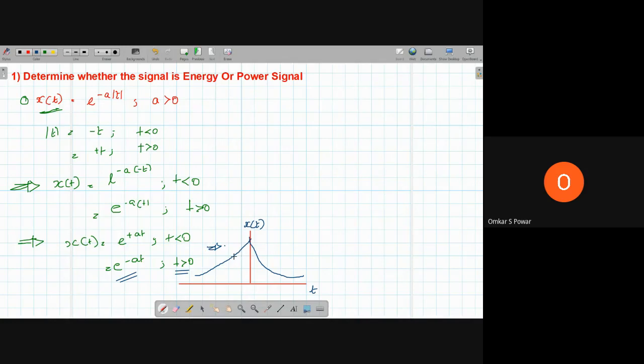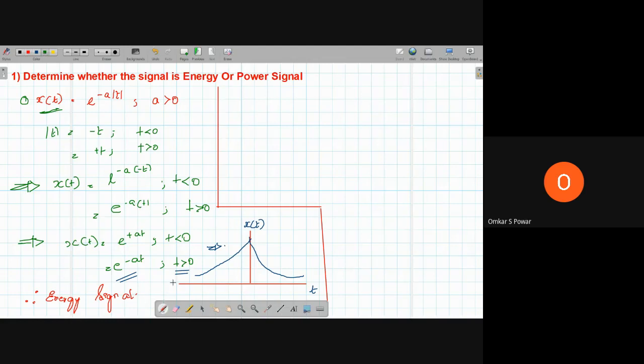Looking at this, whether it's an energy or power signal, it's not periodic. Therefore it is an energy signal. By having a look at this equation and the graph, we come to the conclusion that it is an energy signal. If it is an energy signal, we have to find the energy. In order to find the energy, we will solve that.